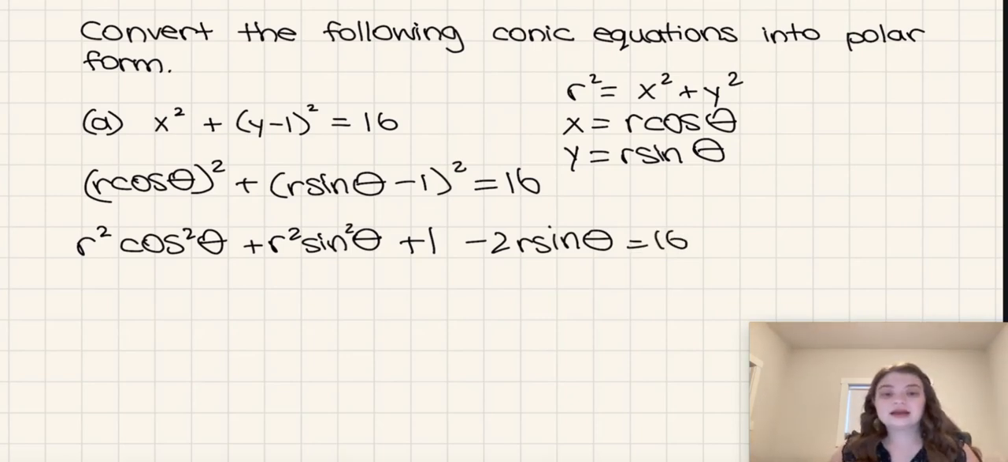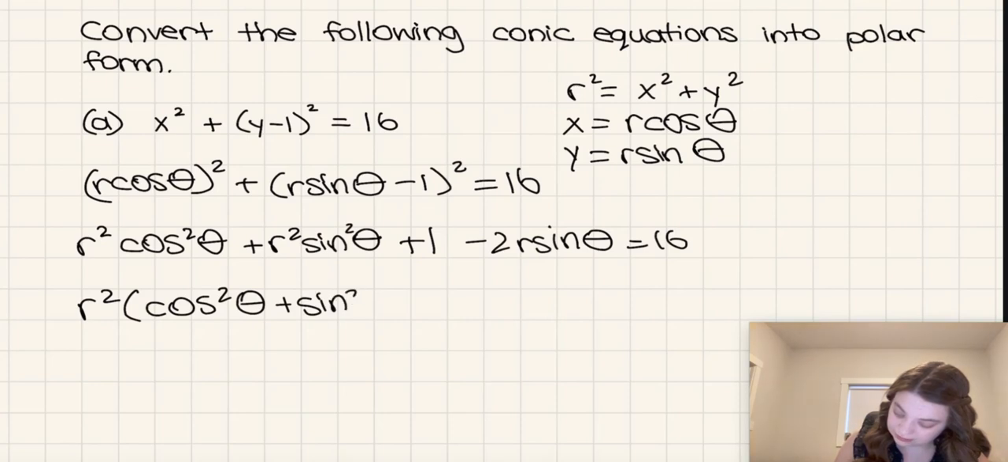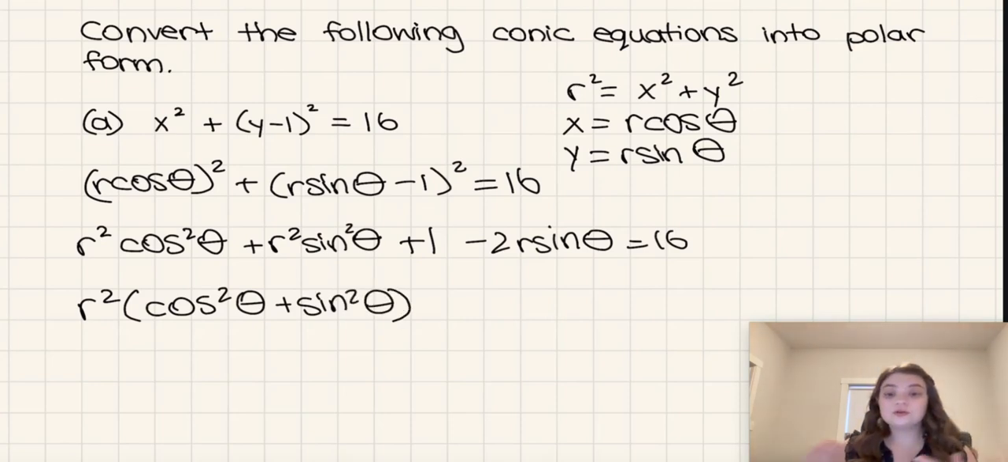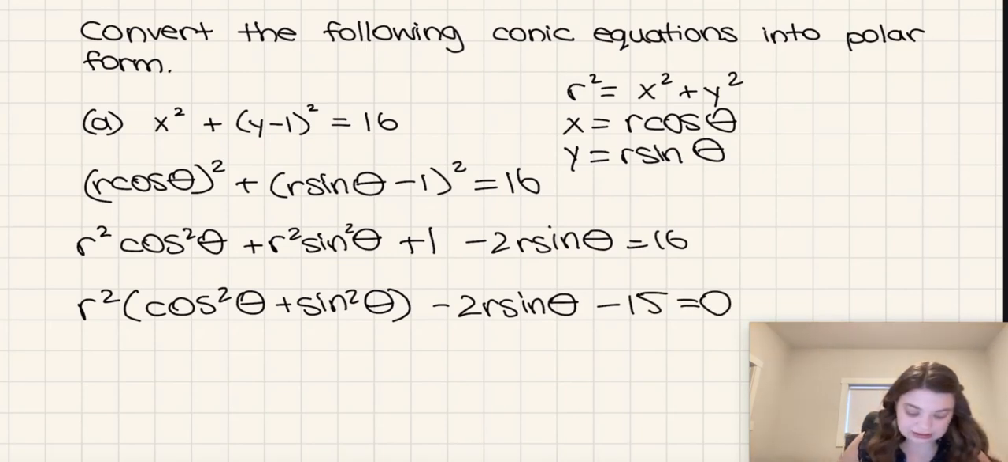Okay, next I'm going to factor out r squared. I'm going to common factor out r squared from the first two terms there. And the reason I'm going to do that is because then we're going to get cos squared theta plus sine squared theta in our brackets. And as you might remember, cos squared theta plus sine squared theta is equal to 1 by that Pythagorean identity. And so that's going to make our lives a lot simpler if we do that. Then we have minus 2r sine theta. And then if we subtract 16 from both sides at the same time, we get minus 15 equals 0.